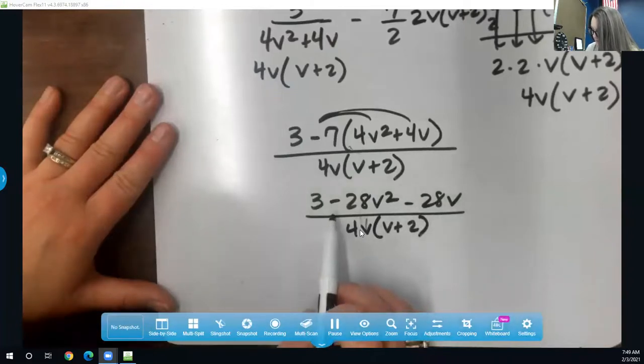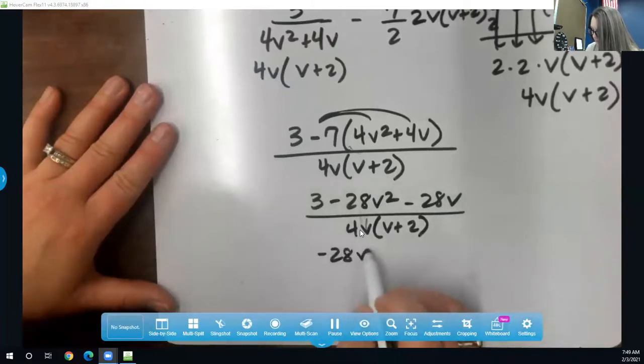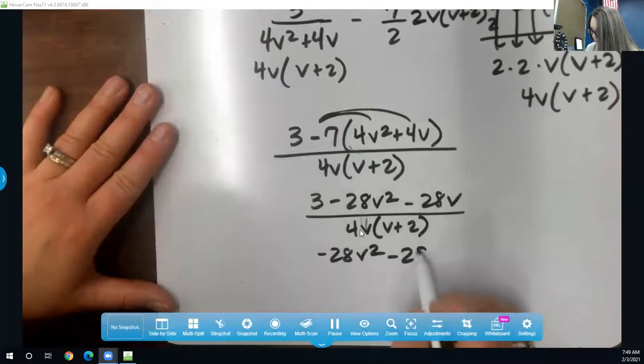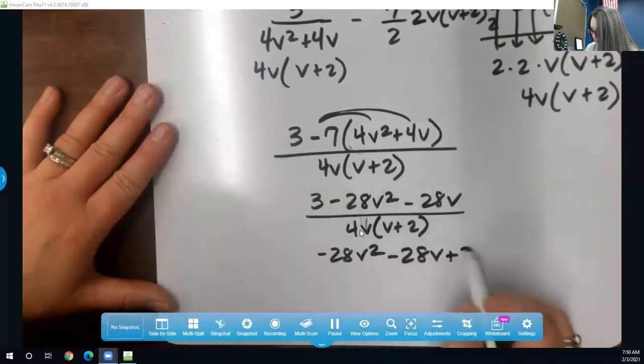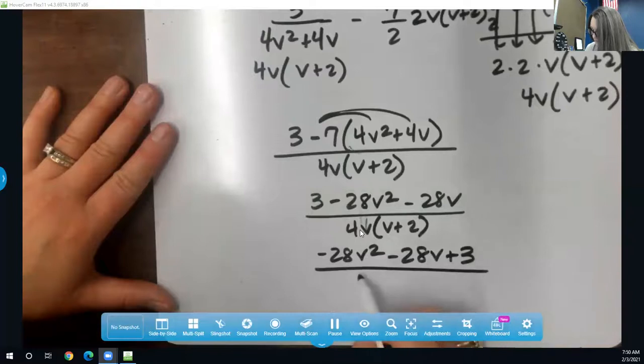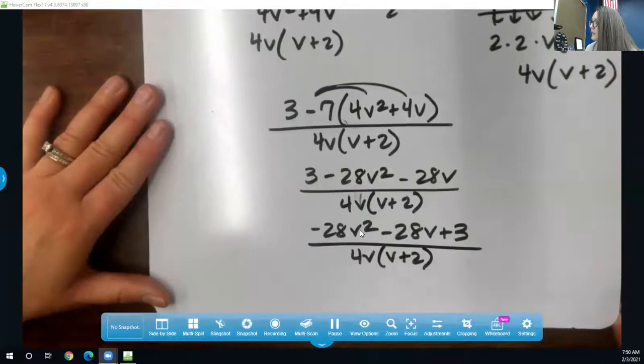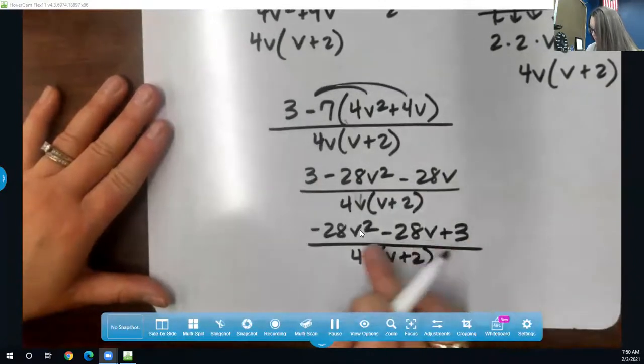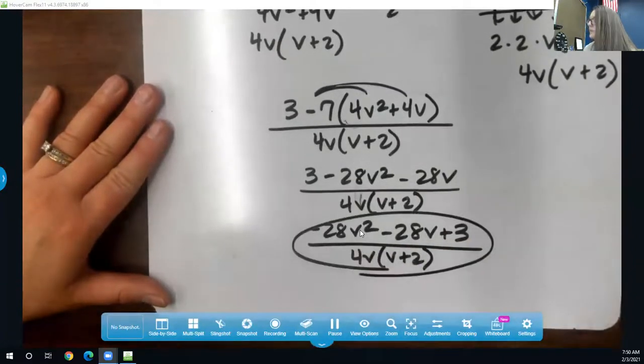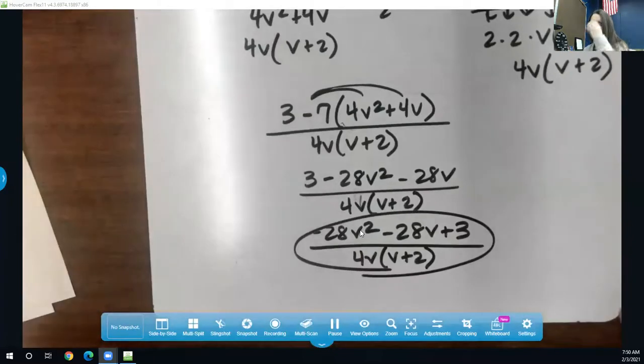Okay, let's combine our like terms. I have a negative 28v squared minus 28v plus 3. Gross. We can't do anything. Yeah, 3 doesn't go into any of these numbers, so I guess we're just going to have to leave it like that, and that's okay.